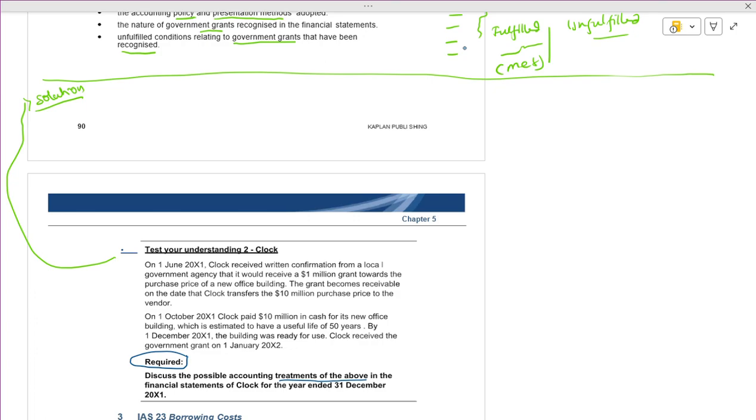You always make sure that first you have to read the requirements. Even if I miss it, that is one of the checklist items, and in examination also make it a point. Discuss the possible accounting treatments of the above in the financial statements for the year ended 31st December 2001.